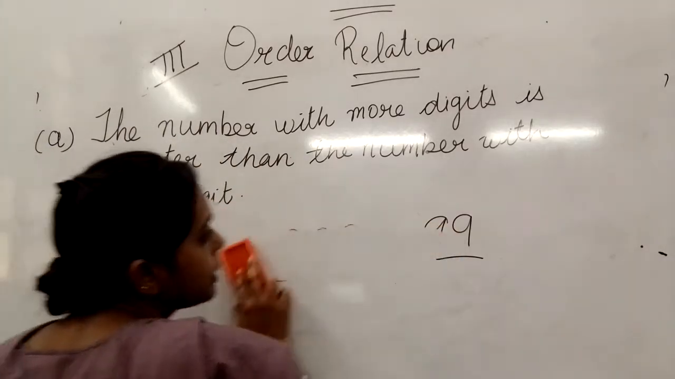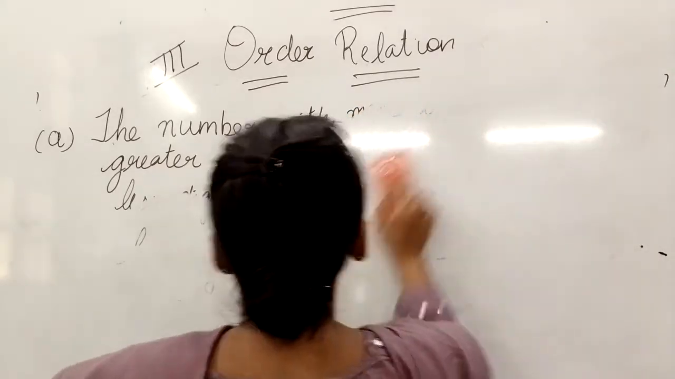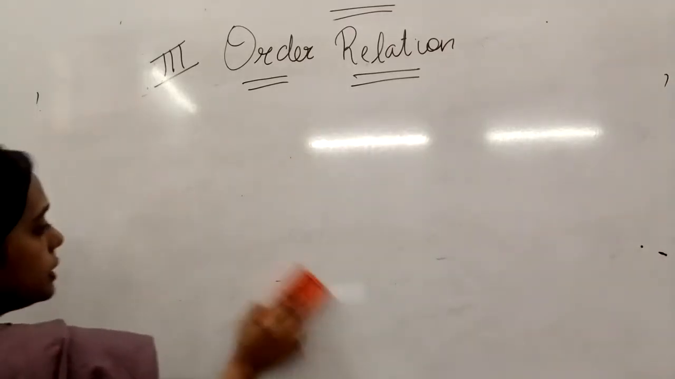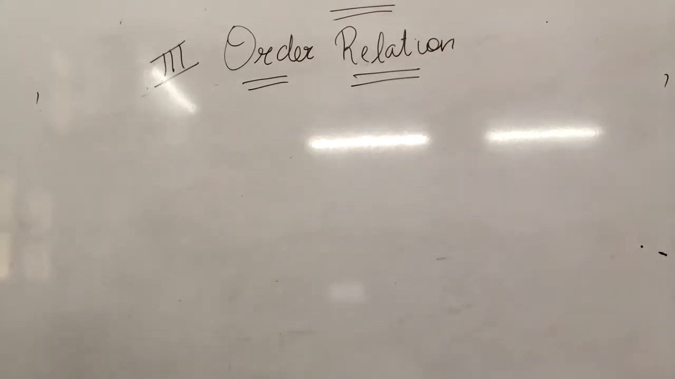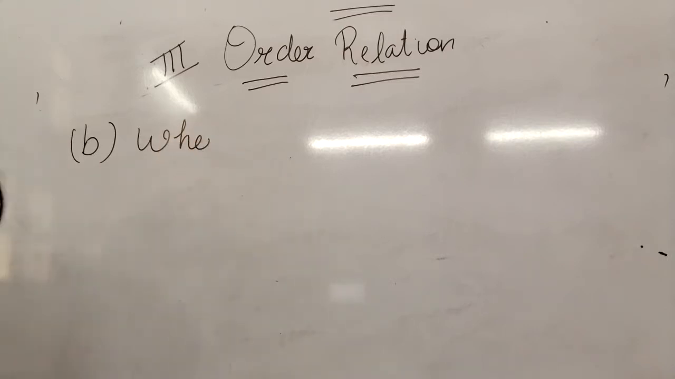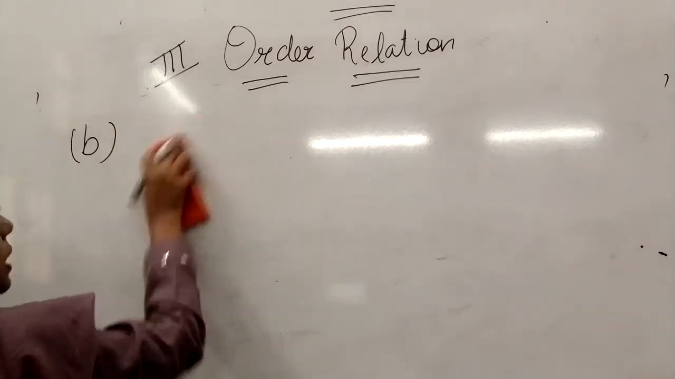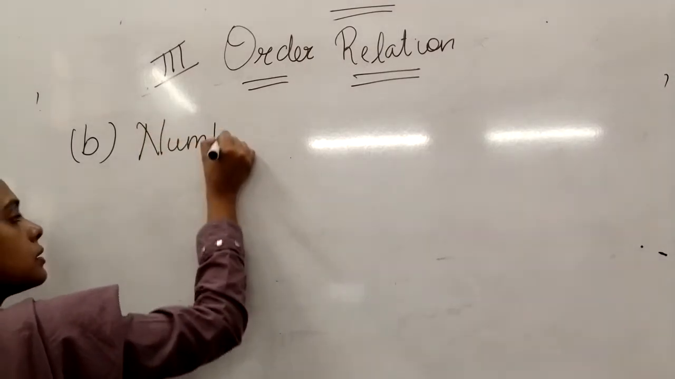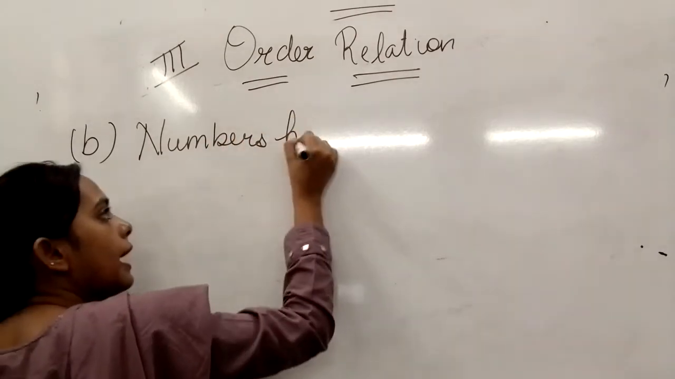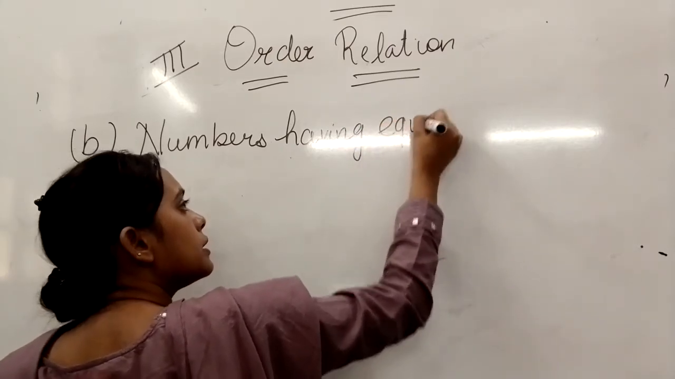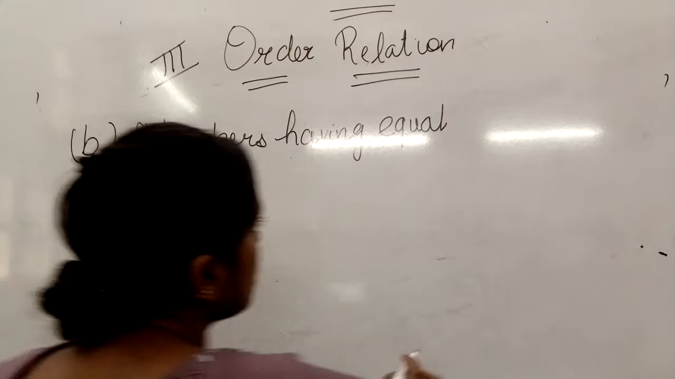Okay, so I am going to erase this and we will write another point जहाँ पर जो digits है बेटा वो क्या है? Equal. The numbers having equal digits. Okay, so you will write point B, numbers having equal digits. Just do not write "when", just write numbers having equal digits. This also you will write in your notebooks.